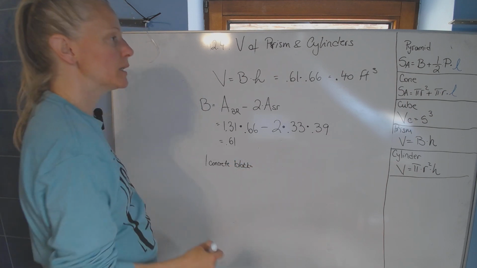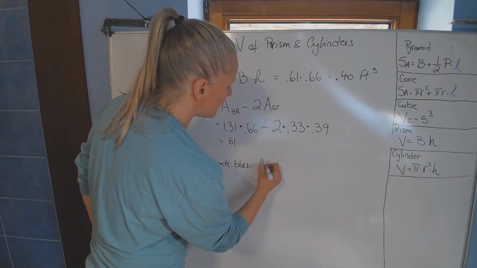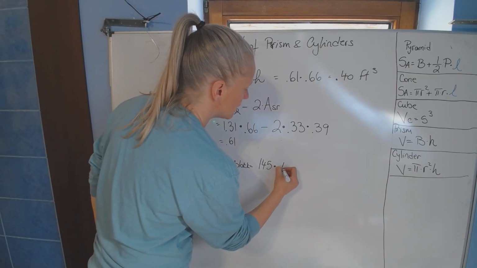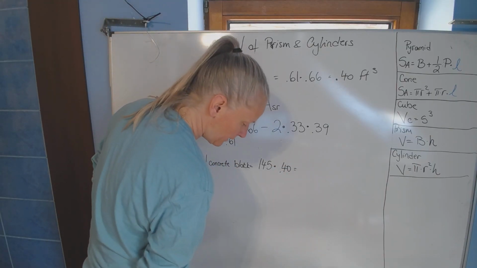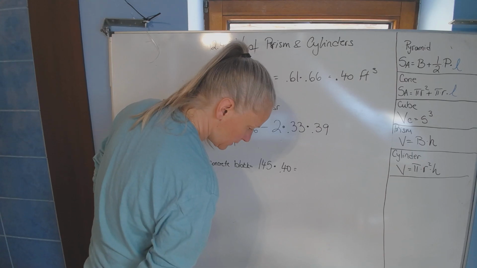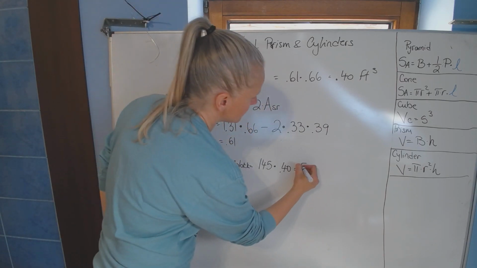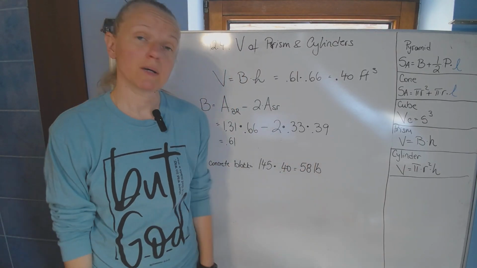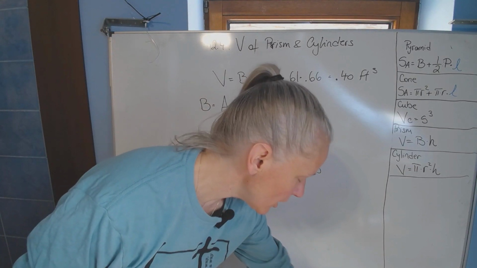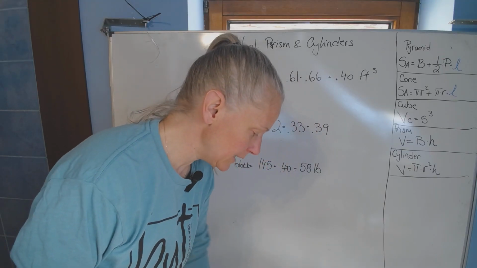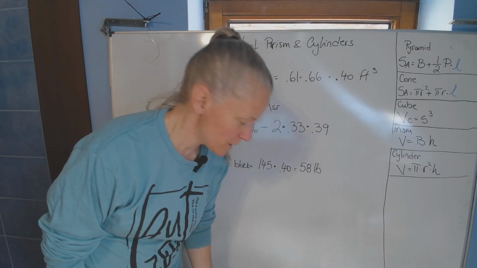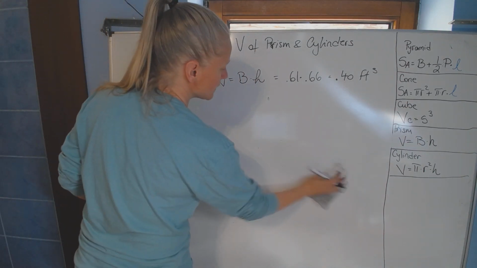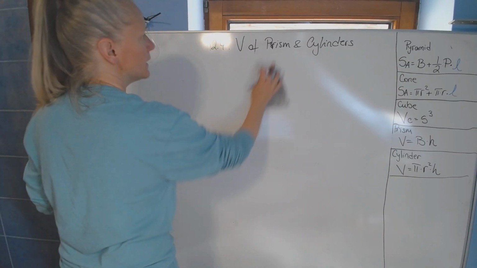sorry, I can't spell anymore. It's going to be 145 pounds times how many cubic feet do I have? Only 0.40, which gives me about 58 pounds. In case you're wondering if you ever have to carry around a concrete block, it weighs about 58 pounds. And we are done with 12.4, and we're going to move on directly to 12.5 and finish this wonderful video. We're moving into volumes of cones and pyramids, and then we're done.